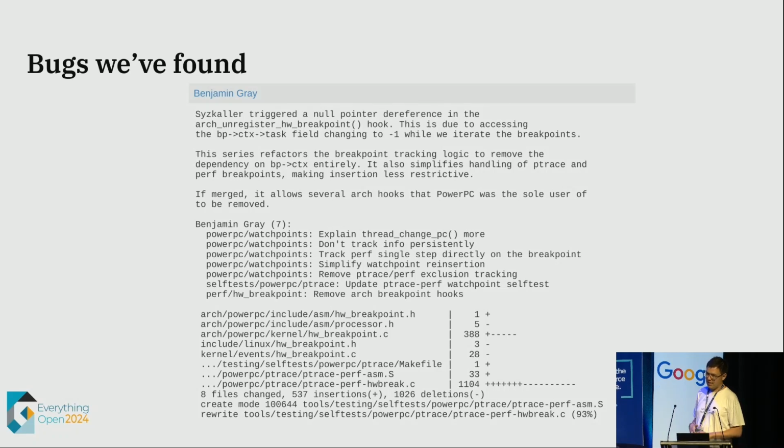My colleague Ben Gray did the investigation on this and discovered we could actually just redesign the logic and then rip out the hook entirely, and then realized that we're the only architecture that uses the hook, so we can rip out the whole hook infrastructure. So minus 500 lines of code for this bug fix. Nice win.